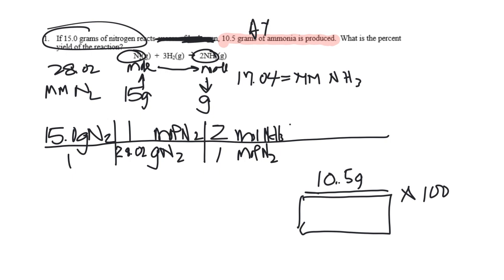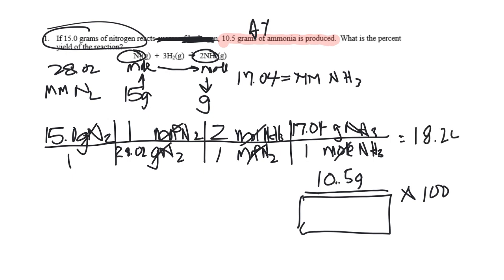That one's done. Now moles of NH3 come down. Grams of NH3 come to the top. 1 mole of NH3 is 17.04 grams. And so my units cancel. I'm at the goal of grams of NH3. I do my math, and I get 18.24 grams. Now that is my theoretical yield.